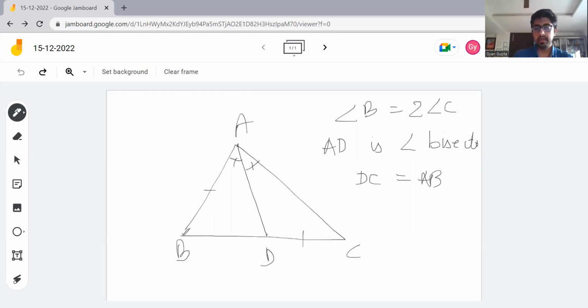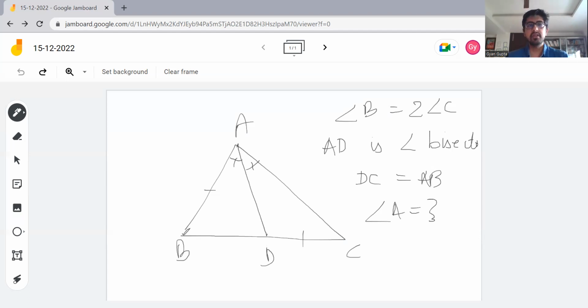And the question goes, angle A is equal to what? Fairly simple. Well, we know that the sum of interior angles of a triangle is 180 degrees. So angle A plus angle B plus angle C is 180 degrees. However, we are given a relation between angle B and angle C, but we don't have a relation between angle A and C or A and B. So we have two unknowns in this question, and we need to find one more relation for us to be able to solve the question better.